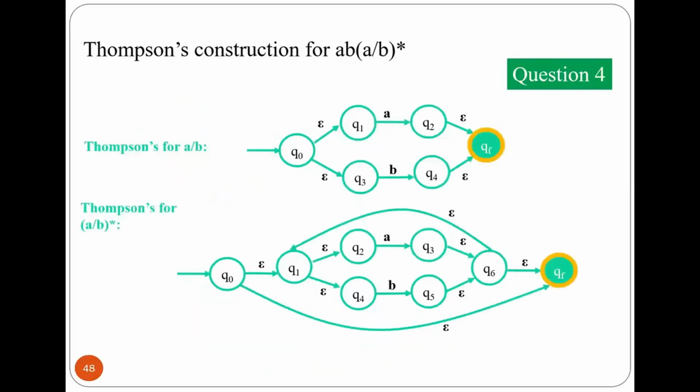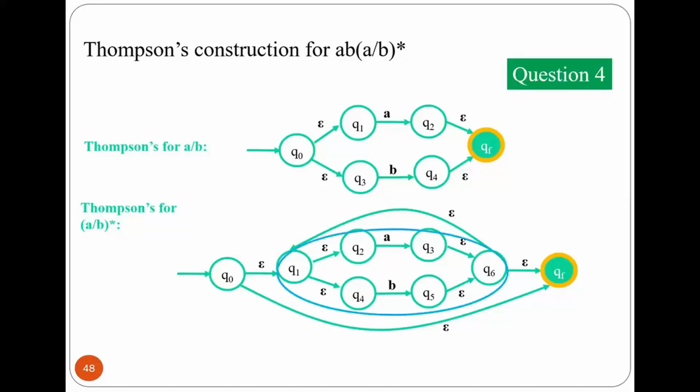Next, we come to last question of Thompson's, that is A star B, A or B. So A or B, I very well know. Now I have A or B in star. So first I have A or B in A or star. I have 4 more epsilons. So this is the output which I will get corresponding to A or B whole star. You can clearly count, we will have 8 epsilon moves corresponding to this expression A or B whole star.